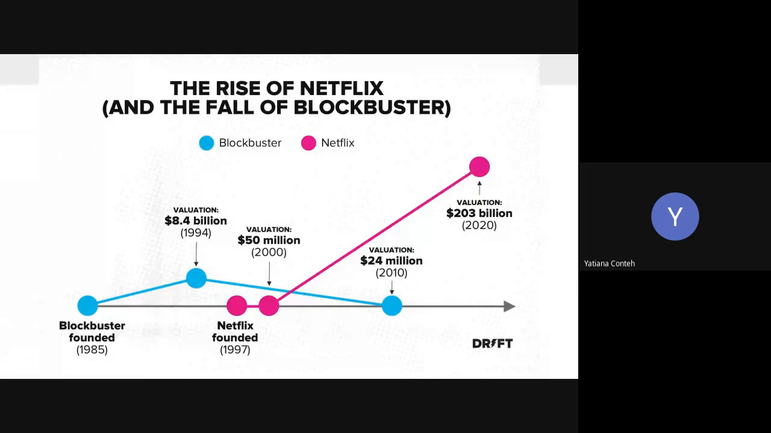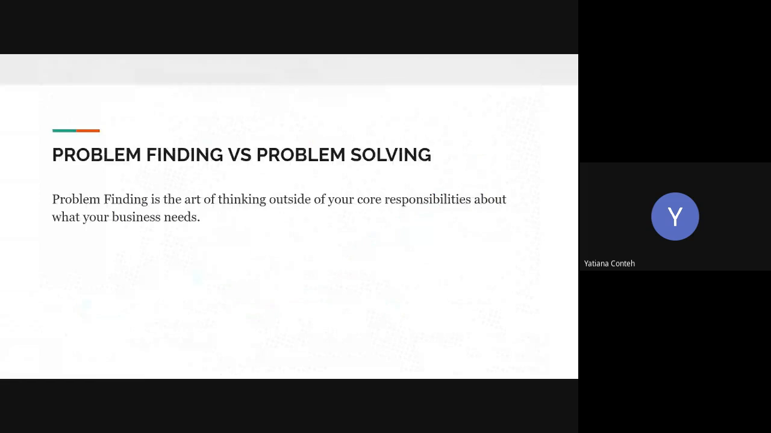Yes, I'm on anticipation. We really need it for growth. So, problem finding versus problem solving. This is something that is very necessary in our day-to-day skill. Now, what is problem finding? Problem finding is the art of thinking outside of your core responsibilities about what your business needs. One of the main things we are trying to do here is to get you job ready, and trust me, this is something you really need. Think outside of your core responsibility. What do you think your business needs to grow? The moment you are able to identify what it needs and your business or the job you're working at doesn't have what you think it needs to grow, then that means you have a problem.